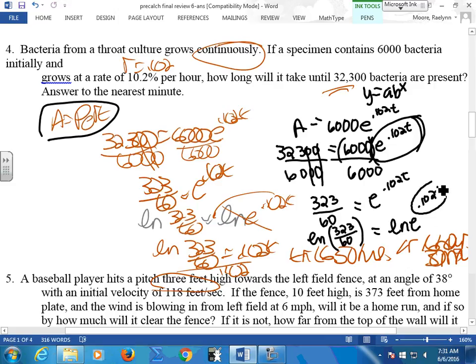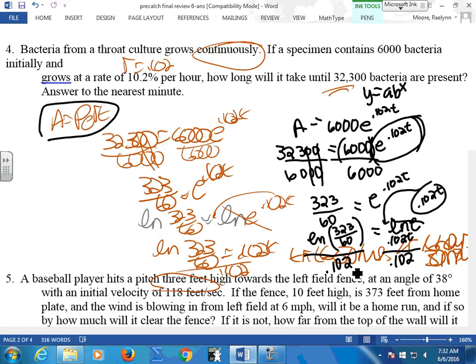This is going to come out in the front of this. And what happens to ln e? Cancels out. So this is equal to 0.102t. And divide both sides by 0.102. As bad as this looks, put it in, and then you'll get your time. And I wanted it in the nearest minute.